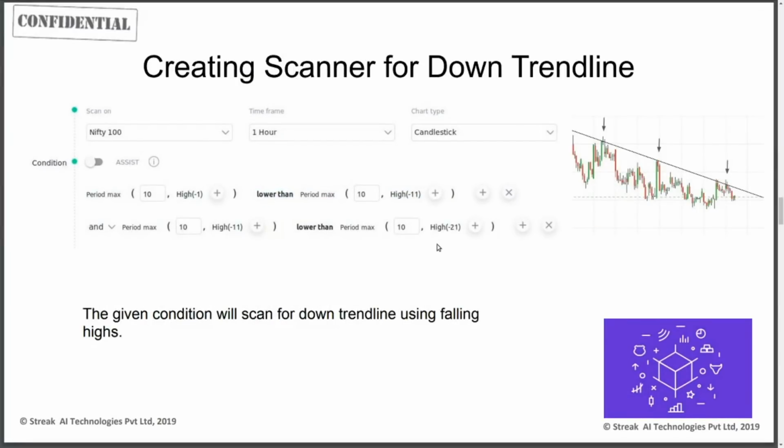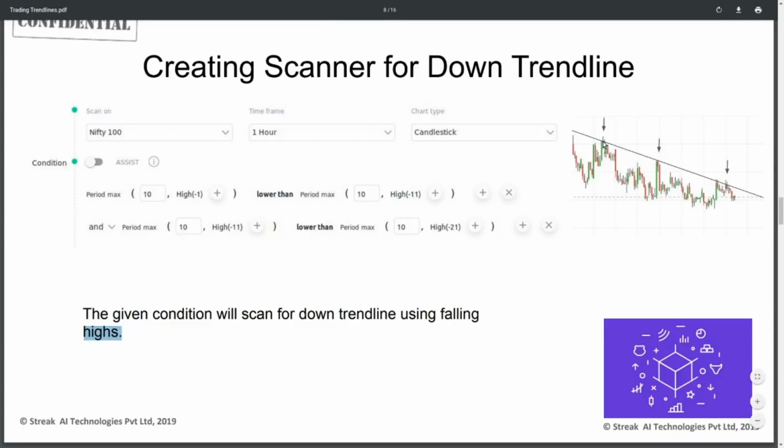Next we'll create a downtrend scanner. Again, it is very similar to the previous one, and the downtrend line scanner just tries to identify falling highs. It is the same mechanism but in reverse. Instead of period min, we use period max of highs to identify the higher highs, which is lower than the previous candle's higher high, so the previous 10 periods' higher high.